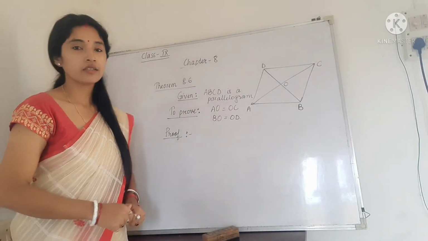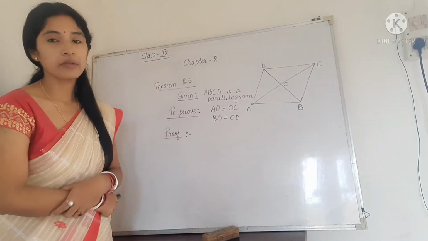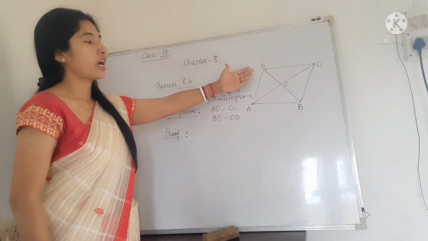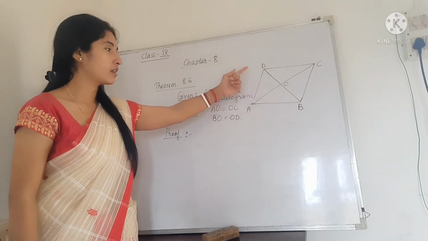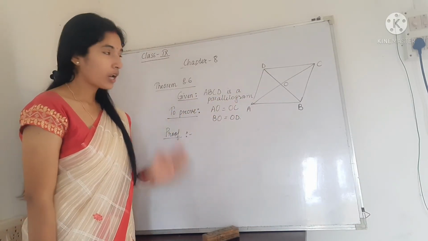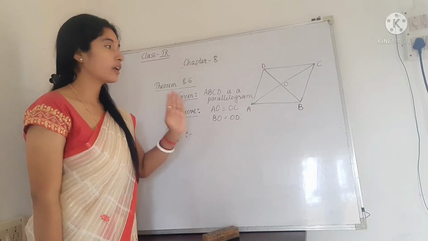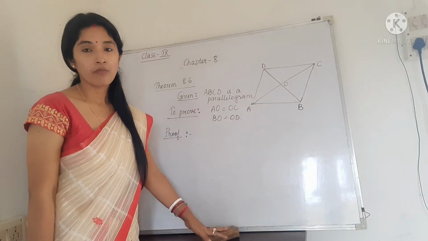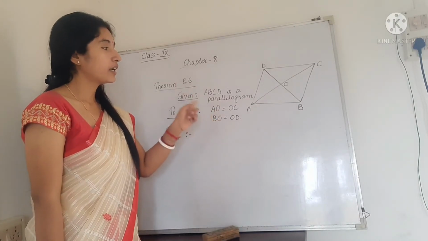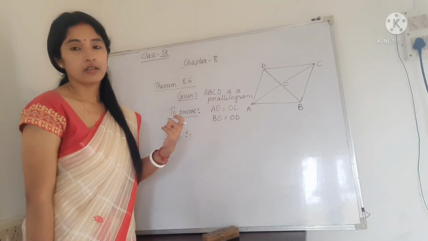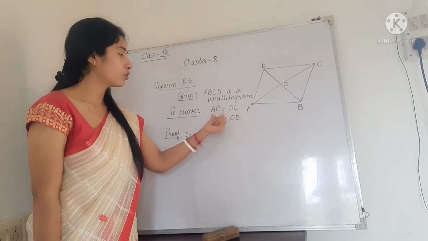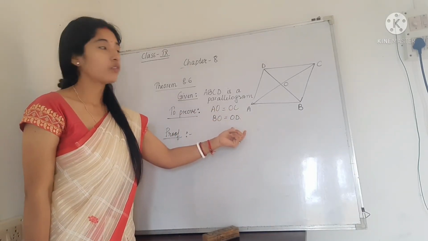So see students, here the given condition is ABCD is a parallelogram. You can see this is a parallelogram in which I have drawn the diagonals. The diagonals are AC and BD, and they are intersecting, for now only intersecting, at a point O. So what we have to prove? We have to prove that after the intersection, the two parts of the diagonals will be equal. So AO is equal to OC and BO is equal to OD. This one we have to prove.